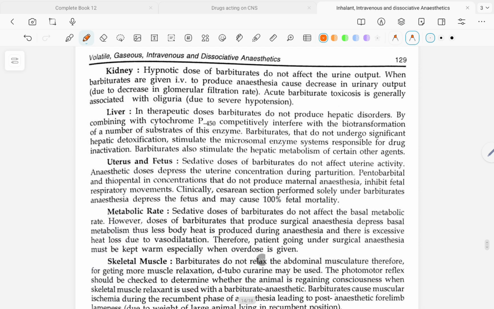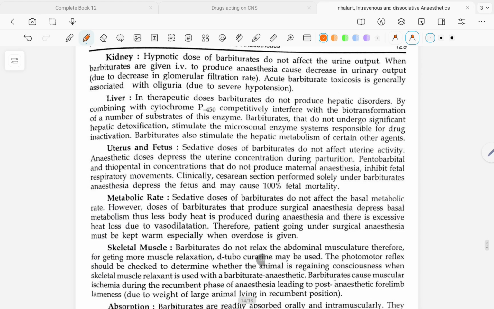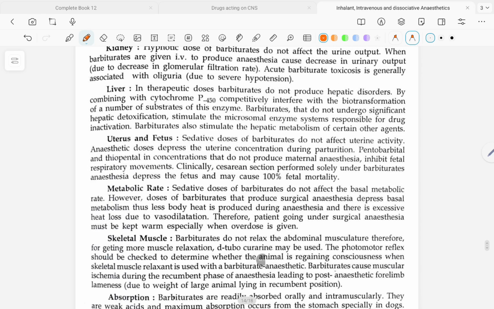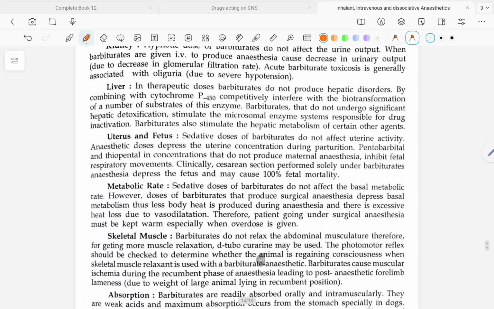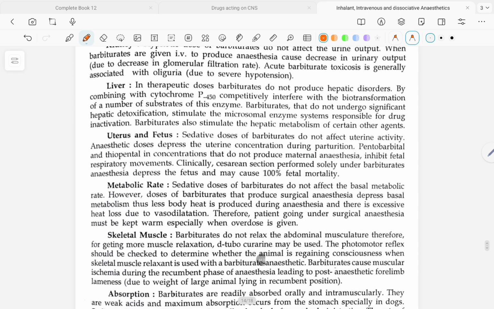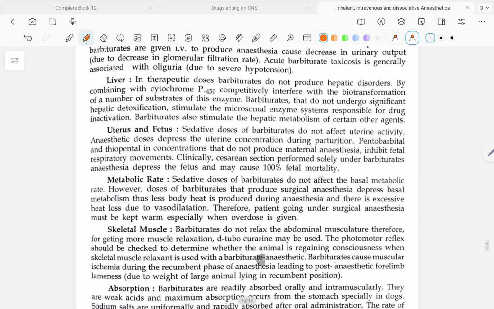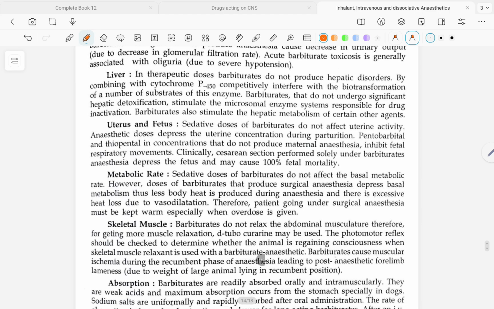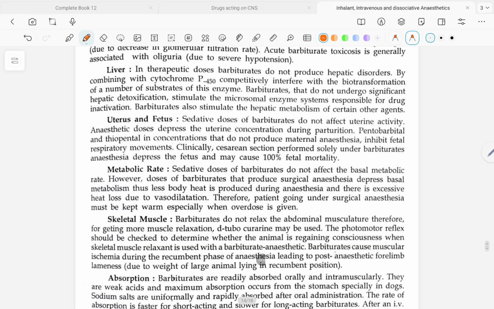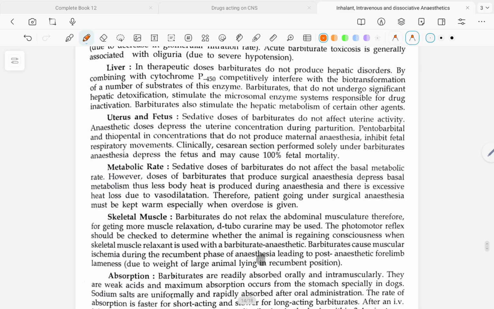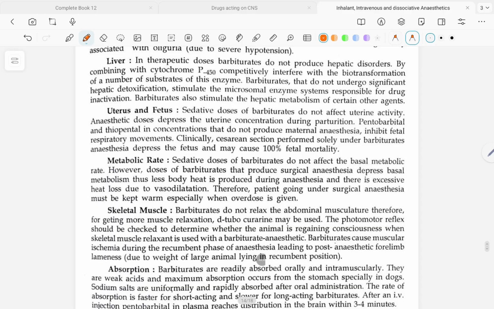Liver. In therapeutic doses, barbiturates do not produce hepatic disorder. By combining with cytochrome P450, they competitively interfere with the biotransformation of a number of substrates of this enzyme. Barbiturates that do not undergo significant hepatic detoxification stimulate the microsomal enzyme systems responsible for drug inactivation. Barbiturates also stimulate the hepatic metabolism of certain other agents.